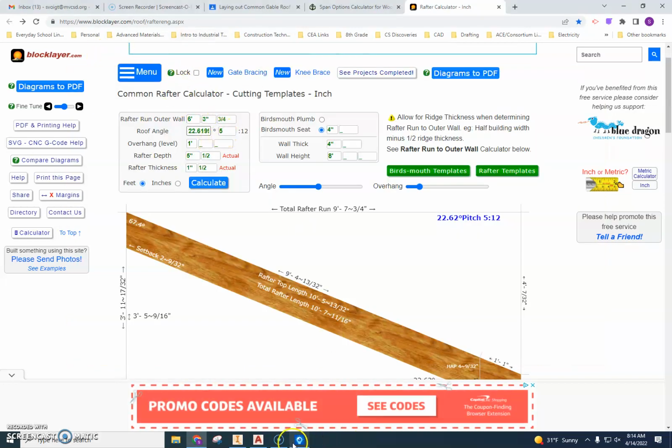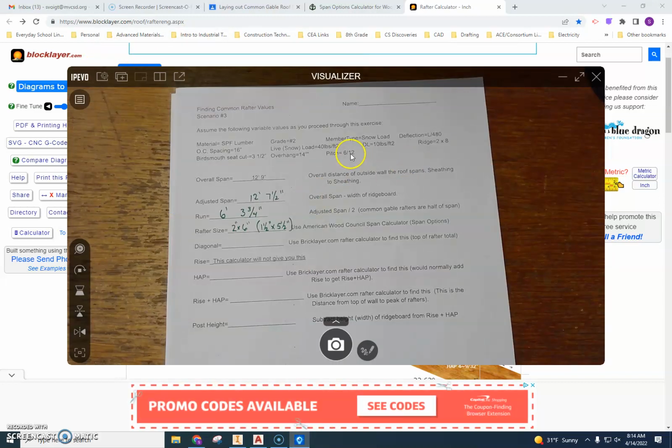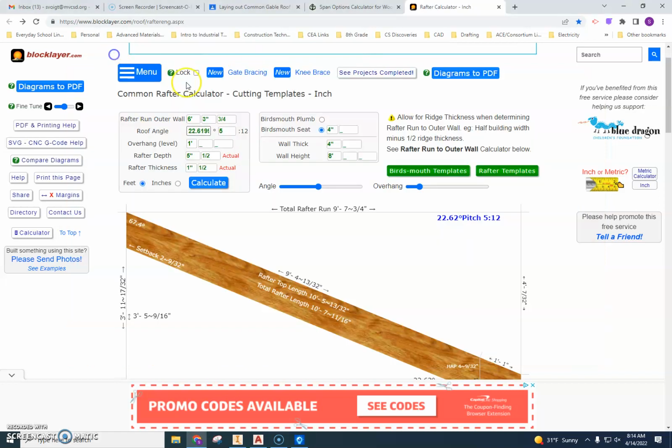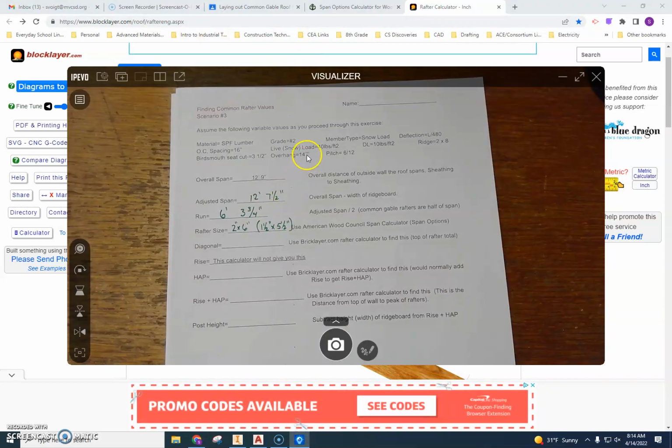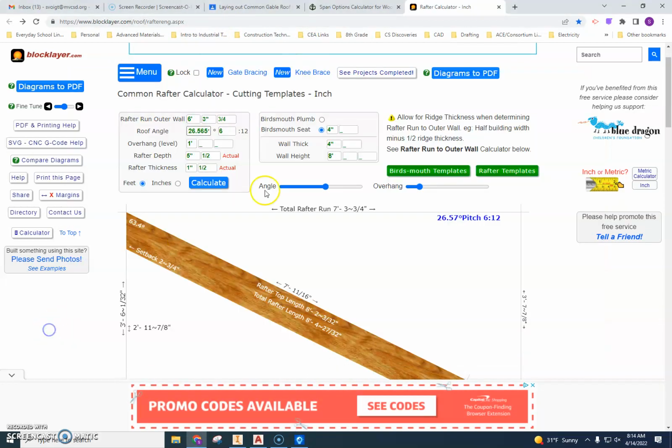Our pitch, I don't remember our pitch. Our pitch is 6/12. Let's just look at this. And some of this we should be able to remember. So this is 6/12. Our overhang is 14 inches. Now, what you need to understand is this doesn't go to 14. When you get to 12, it adds a foot here. So 14 inches is 1 foot, 2 inches, right?